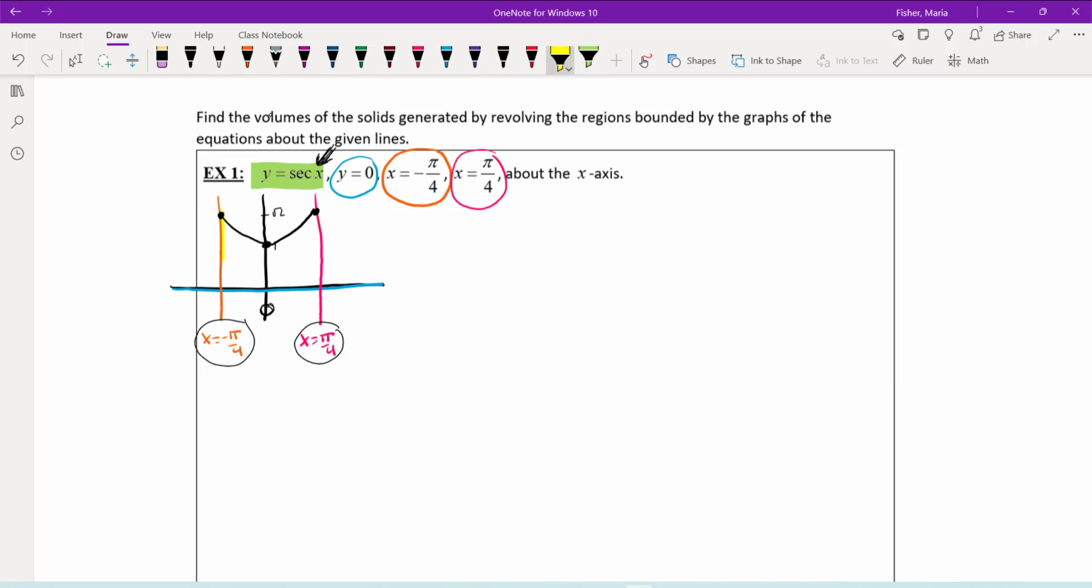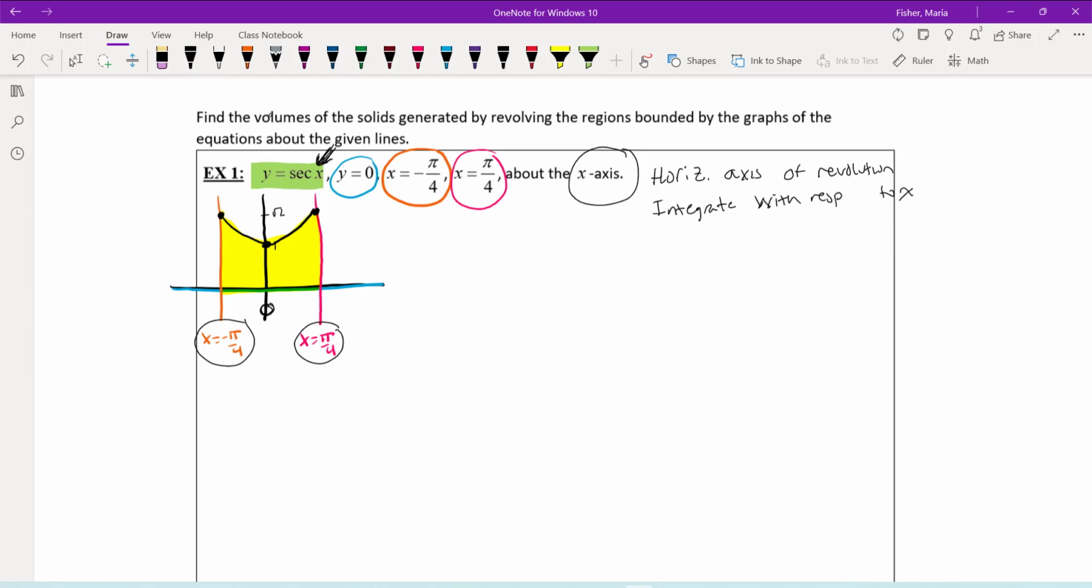And there we go. Our region is this yellow region right here, the region that's trapped by y equals 0, y equals the secant of x, x equals negative pi over 4, and x equals positive pi over 4. Now let's see where we're rotating it about. Well, we are going to revolve it around the x-axis. Well, the x-axis is horizontal. Since it's a horizontal axis of revolution, we know that we're going to need to integrate with respect to x.